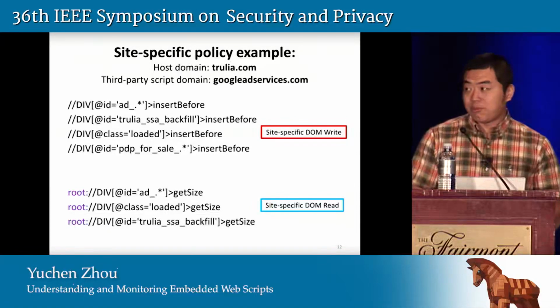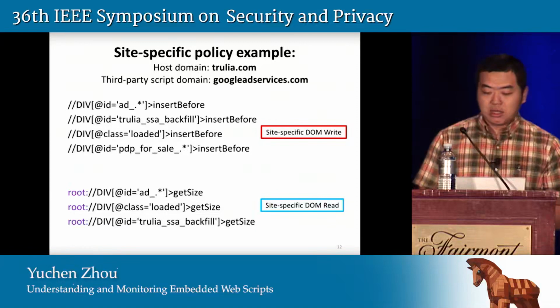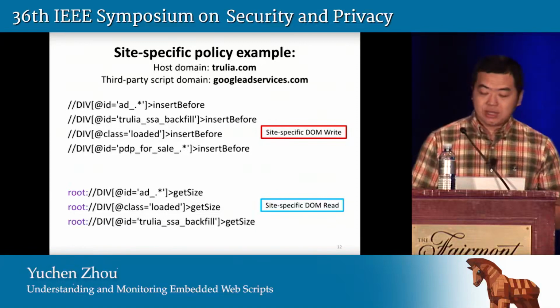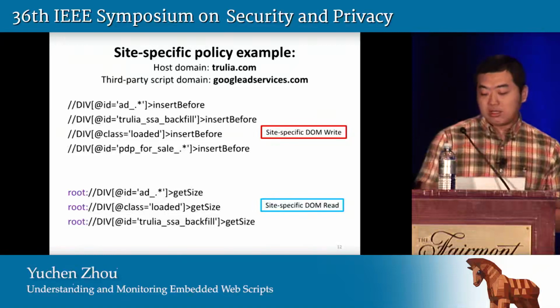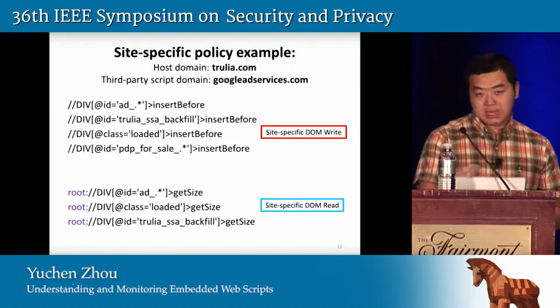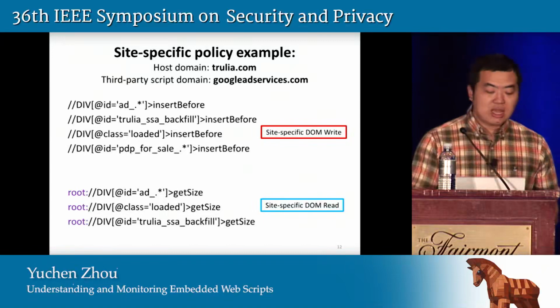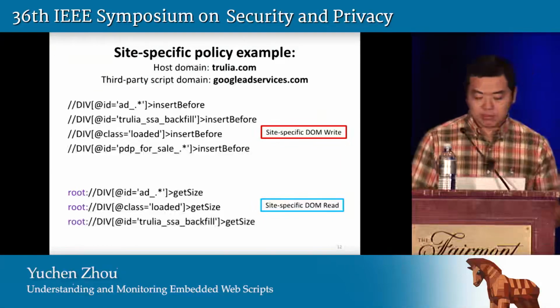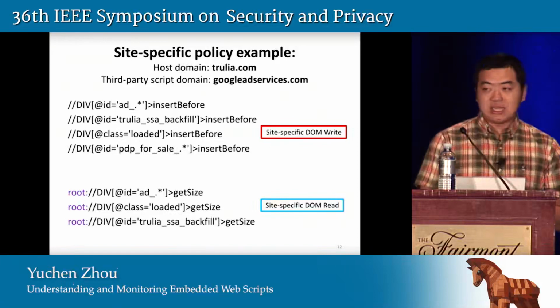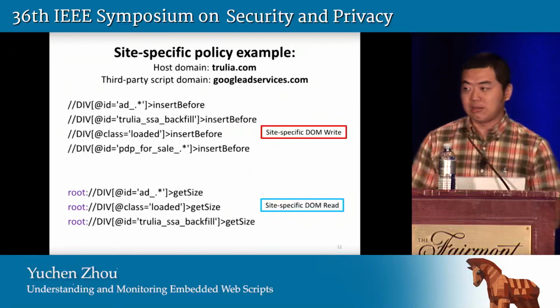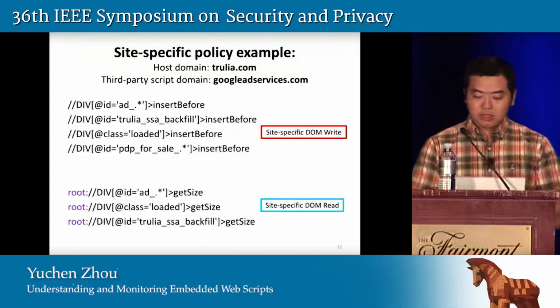And this is an example of a site embedding Google Ad Services. And you can see that they have certain policies about inserting content into certain ad placeholders. So here they have four placeholders, and then it would also need to read some location or size information about the ancestor elements of that placeholder.